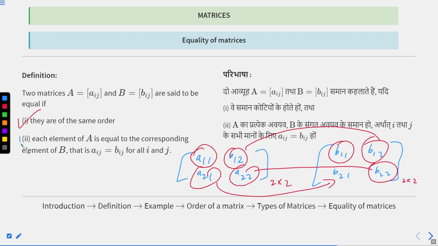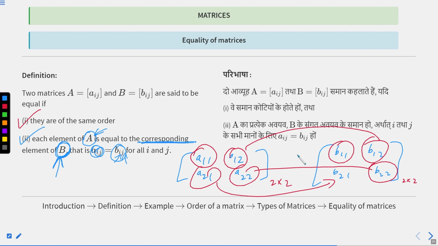This is what is written in the second point: each element of A is equal to the corresponding element of B. We use this word corresponding element. This means if you are picking up the third row and third column entry from this matrix, then the third row and third column entry from the B matrix must be the same. As you can see, the ith row and jth column entry of A will be the same as the ith row and jth column entry of B. I hope that it is clear.